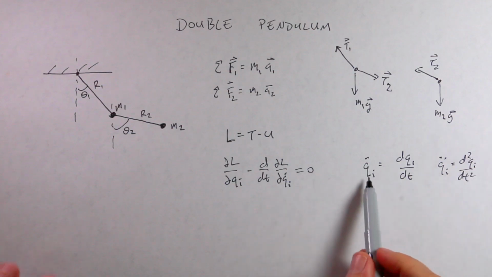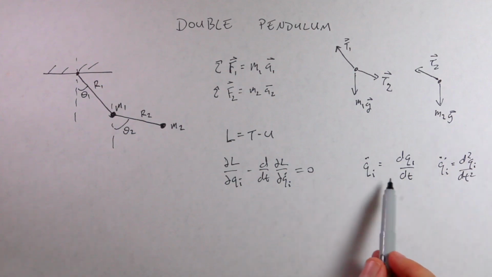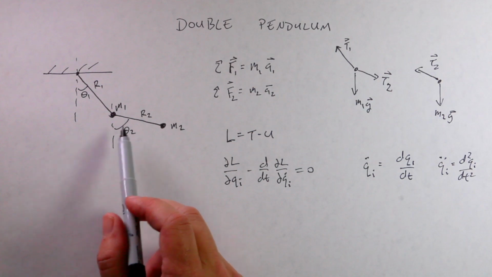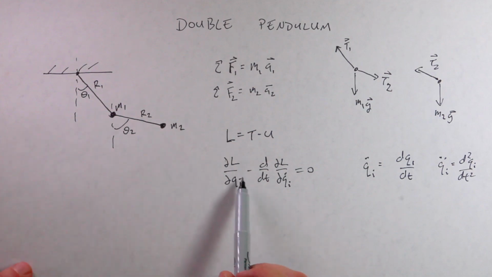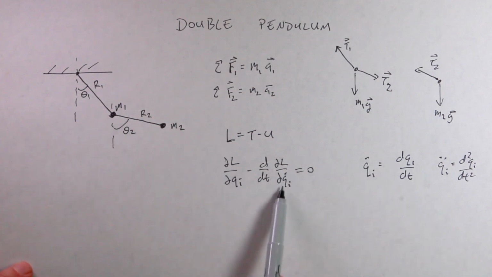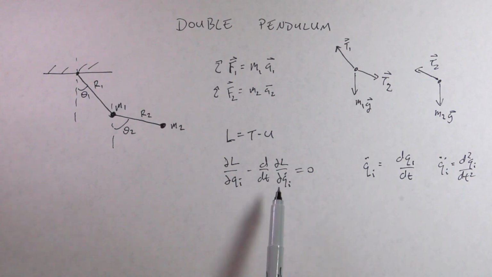Now, I'm using Qi as just one of my coordinates. I could have two of them, I could have three. In this case, I'm going to have two. I have 2 degrees of freedom for this particular problem. So I'm going to have theta 1 and theta 2 for the Qi.